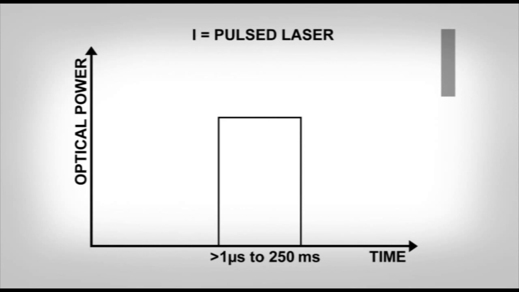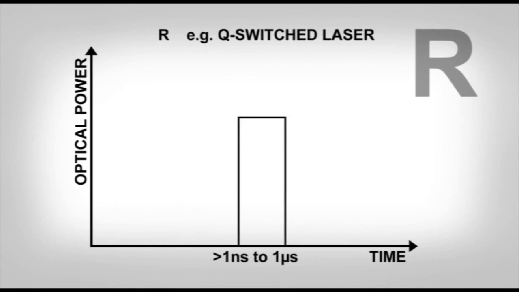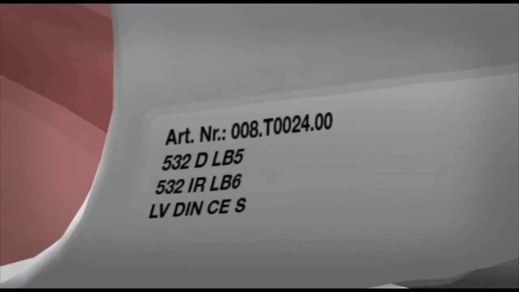Other pulsed laser designations are R for giant pulsed, which are pulses lasting 1 nanosecond to 1 microsecond, and M for mode coupled, which are pulses lasting less than 1 nanosecond. In this example, the letters refer to a continuous wave beam and a giant pulse beam. Any characters after a D, I, R or M marking relate to identification of the manufacturer or the enhanced mechanical protection given by the eyewear.